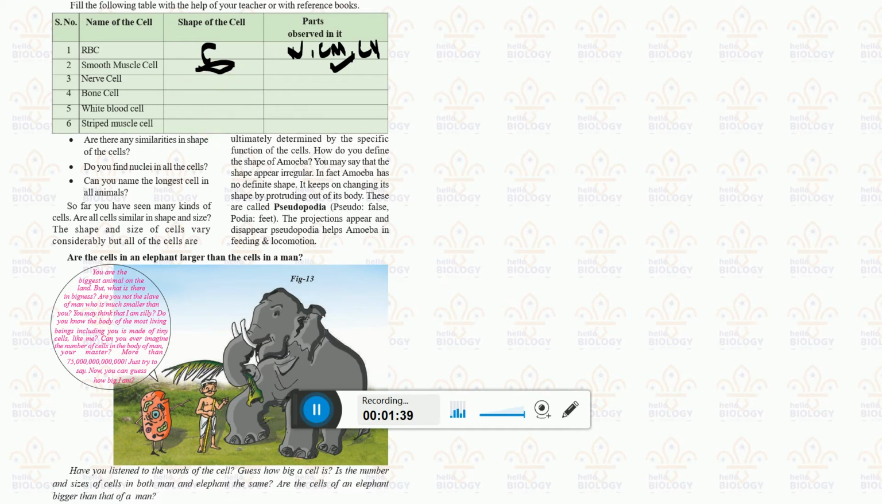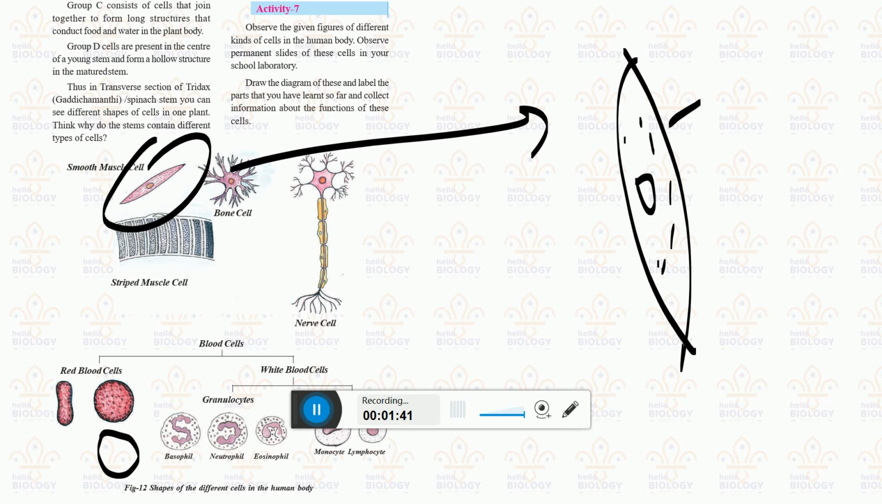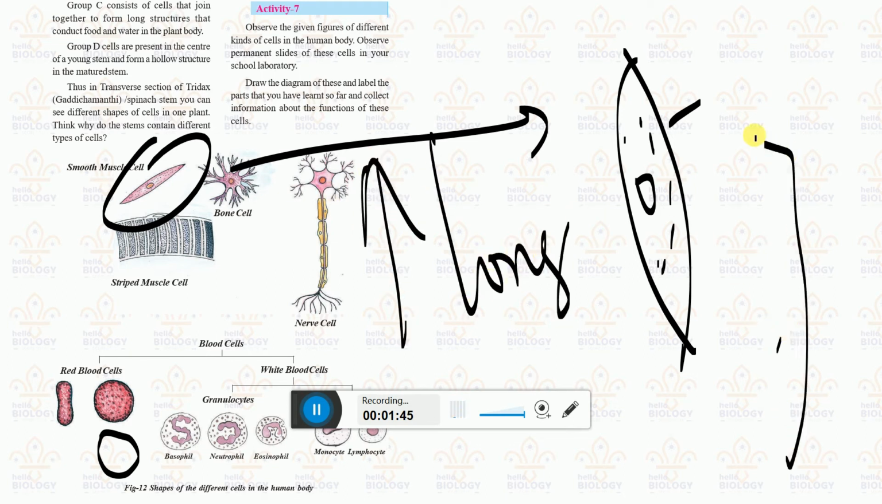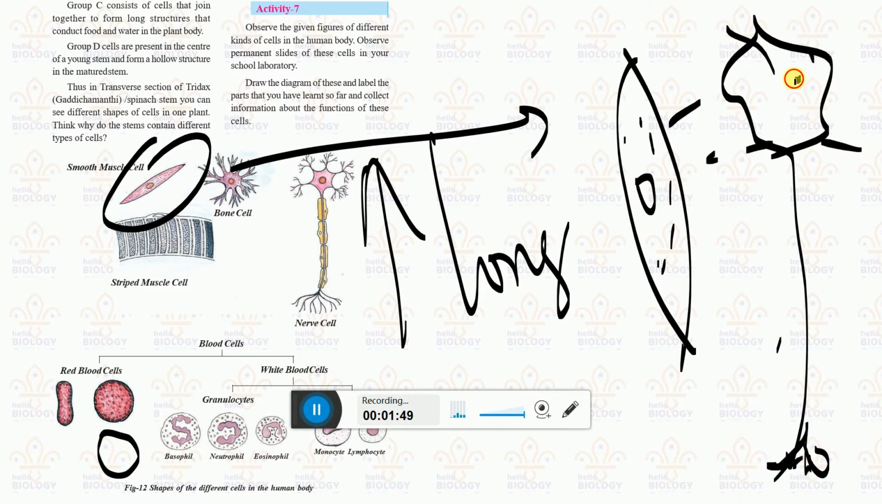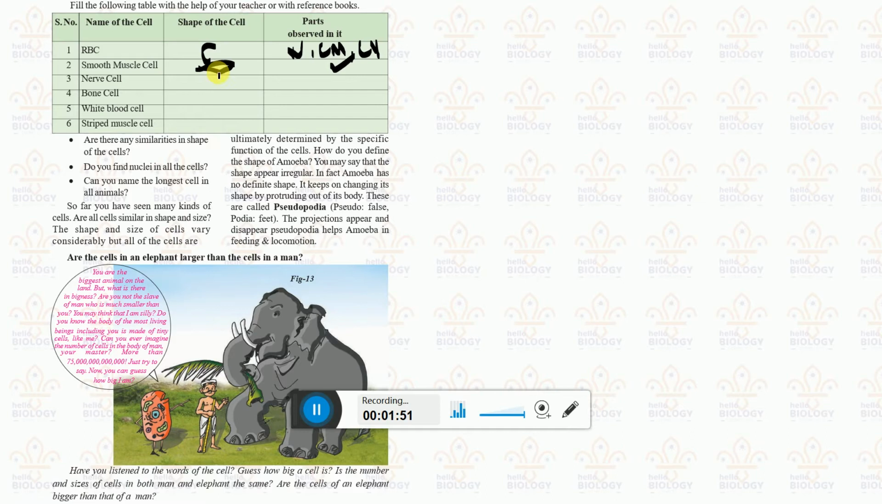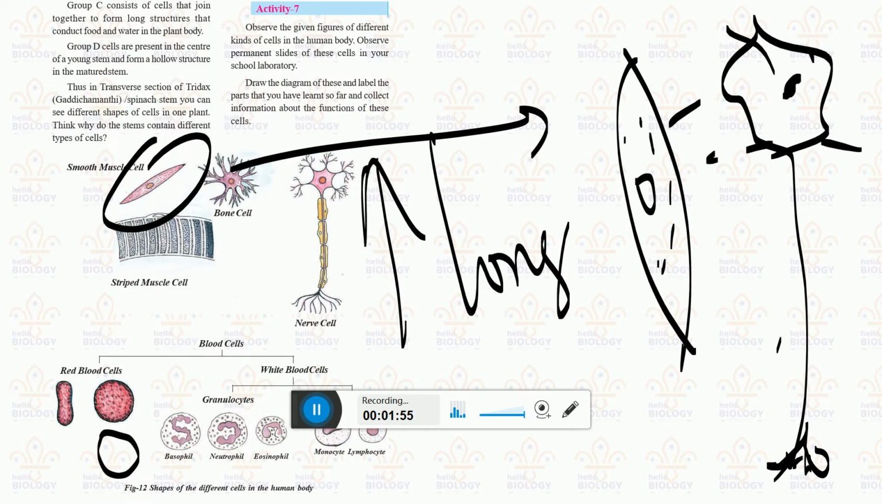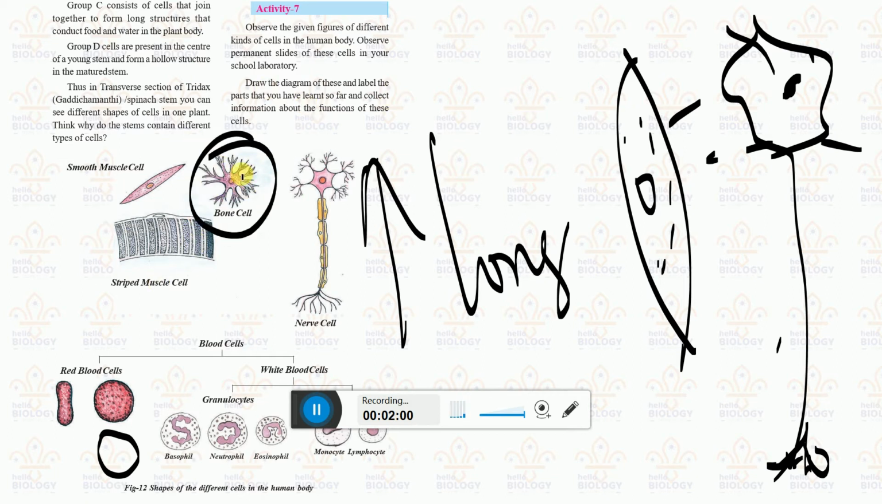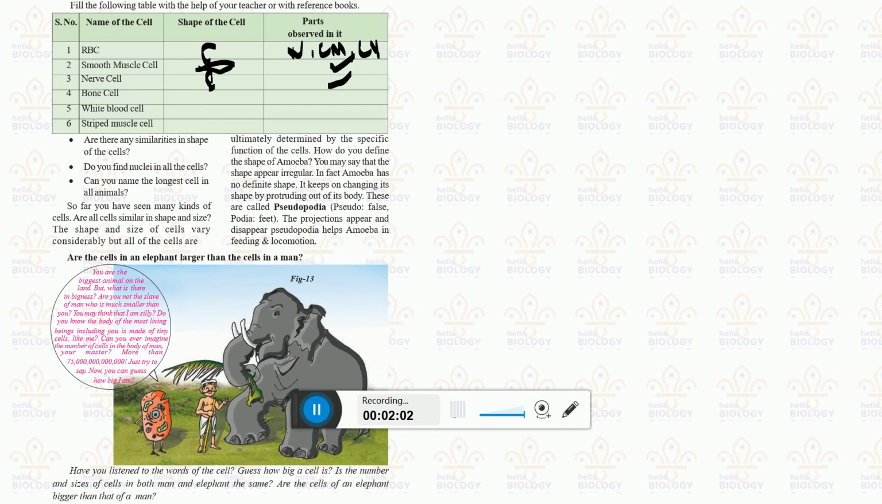Nerve cell you can see here, elongated. You can write elongated. Can you see elongated, very long it is. And after that, it is having the cell nucleus. And same like that, elongated, with the same parts of the cell. Bone cell you can see here, irregular pattern. But centrally, if we consider, it is circular. And the same parts will be there here.